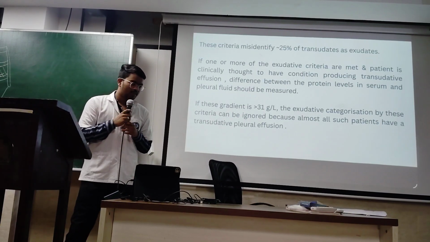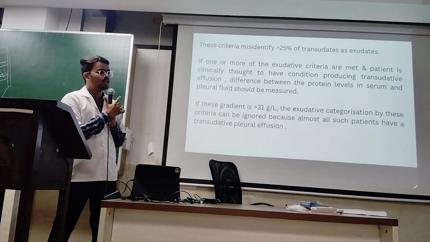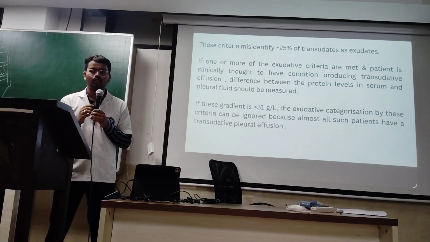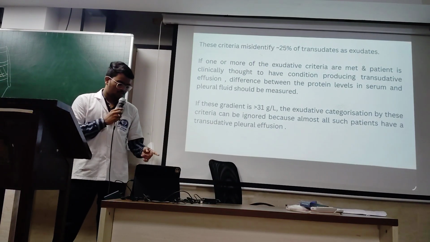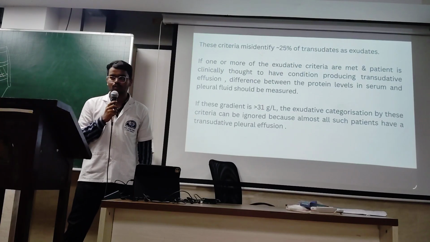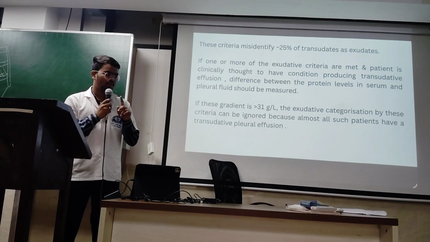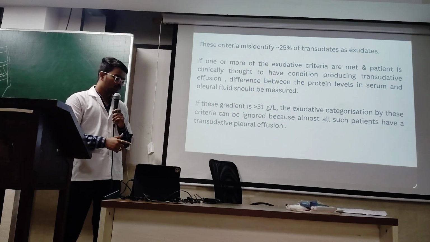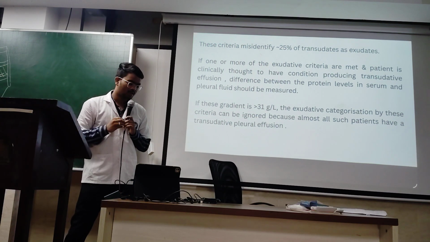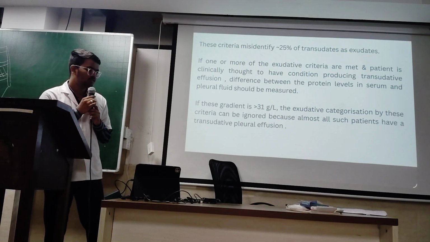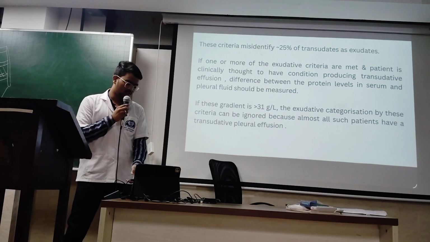There is one difficulty with this criteria: it misidentifies 25% of the transudative cases as exudative cases. For more accurate diagnosis, we measure the gradient between the serum protein and the pleural fluid protein, and if this gradient is greater than 31 grams per liter, then we can accurately say that this is the transudative type of pleural effusion.